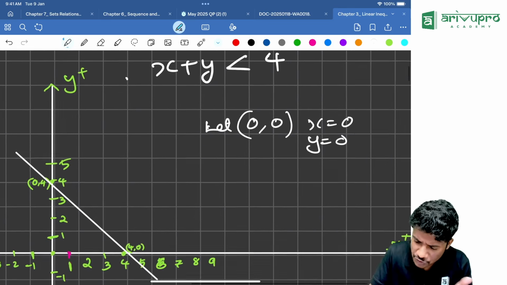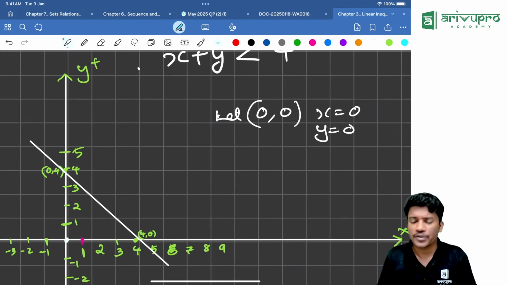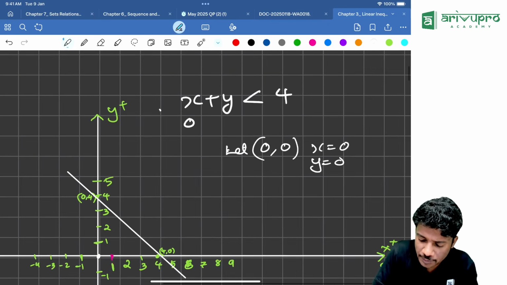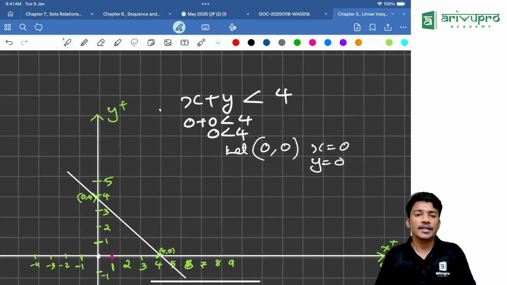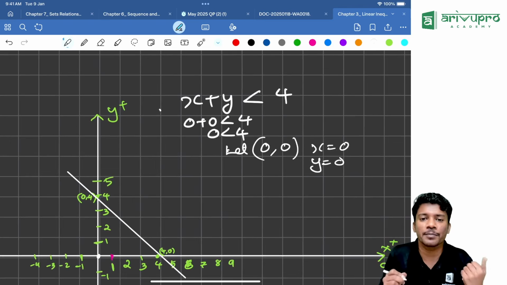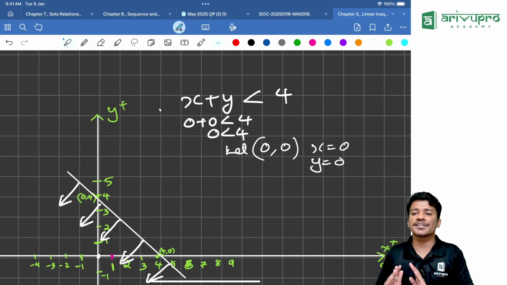Now, we will assume, let x be 0, 0. We will assume a point called origin. Now, we will substitute over here. That means 0 plus 0 less than 4. Is 0 less than 4? Yes, 0 is less than 4. What does that mean? That means the area is towards the origin. So, our assumption will be like this all the time.